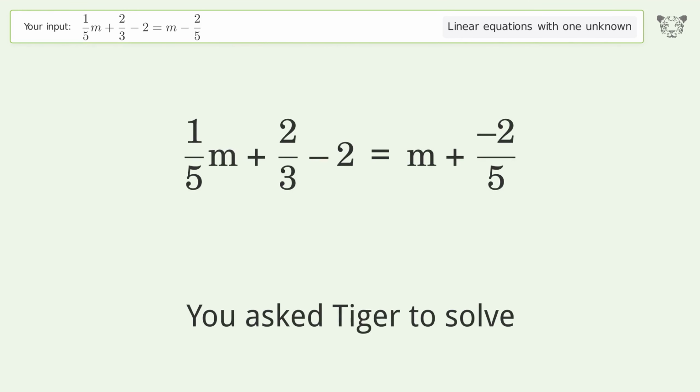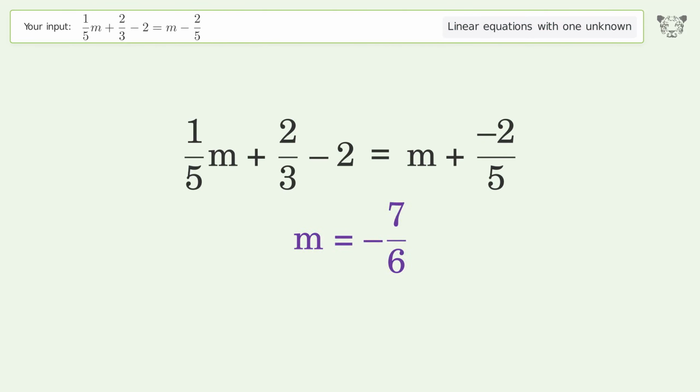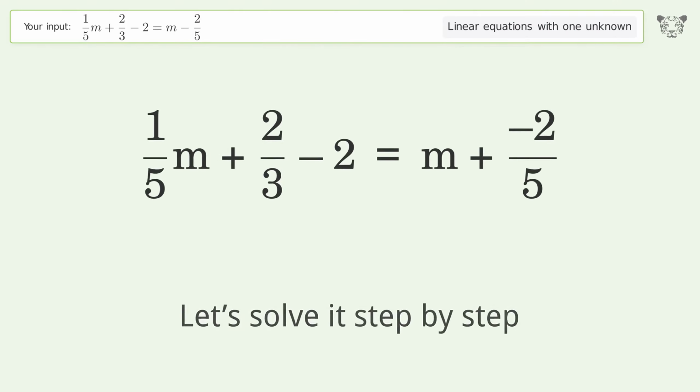You ask Tiger to solve. This deals with linear equations with one unknown. The final result is m equals -7/6. Let's solve it step by step.